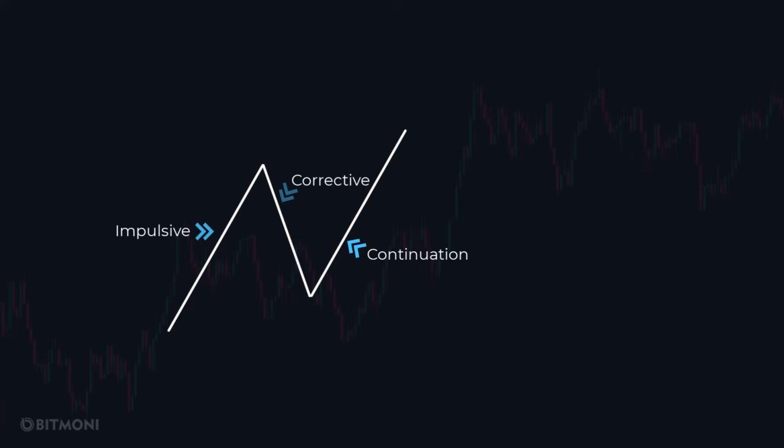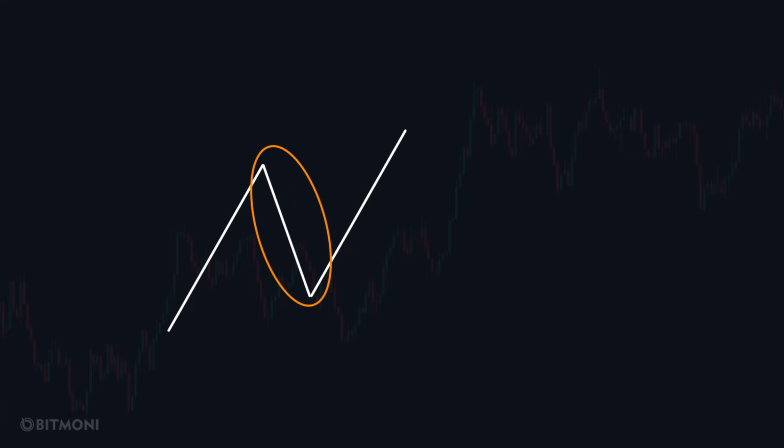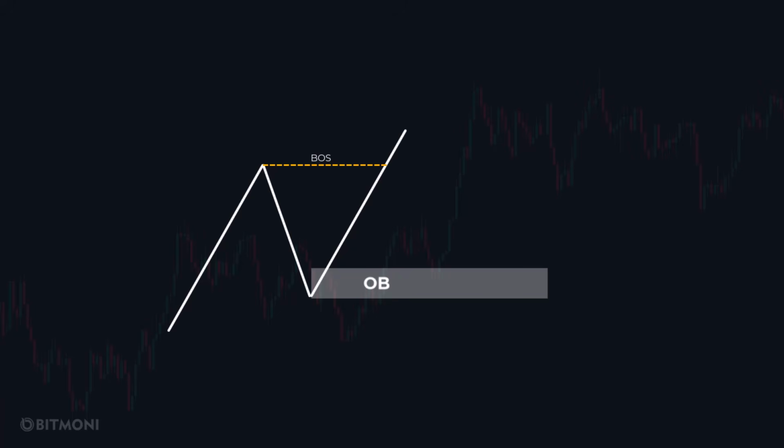For instance, if we view this corrective move as a valid pullback, it typically comes with a confirmed break of structure. In such cases, an order block can usually be identified at the bottom of that movement, linked to the break of structure. Traders would then wait for the price to return to this order block and reverse upward. With this expectation, a buy limit order can be placed at the top of the identified order block.